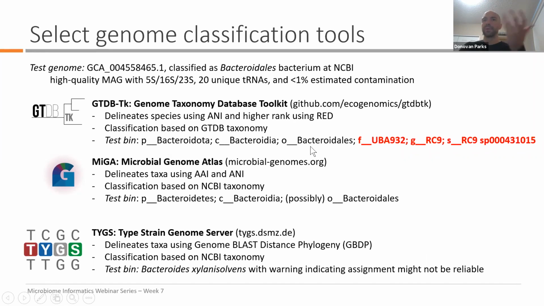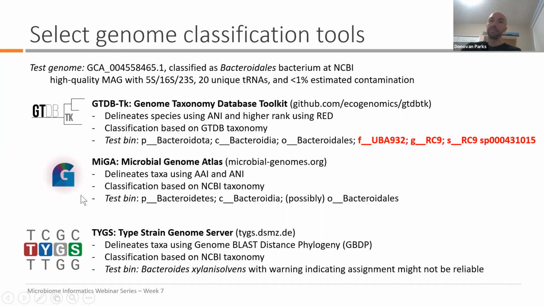In this case, you get back this classification. You'll notice that we agree with NCBI on the order of this genome. You can also use MiGA, the Microbial Genomes Atlas. When you submit a genome to MiGA, you're delineating taxa using a combination of amino acid identity and ANI. Similar to GTDB-Tk at the species level, they're using average nucleotide identity, but for higher taxa, they're using average amino acid identity. So you can see a difference of opinion in how we can circumscribe genomes to higher taxa.